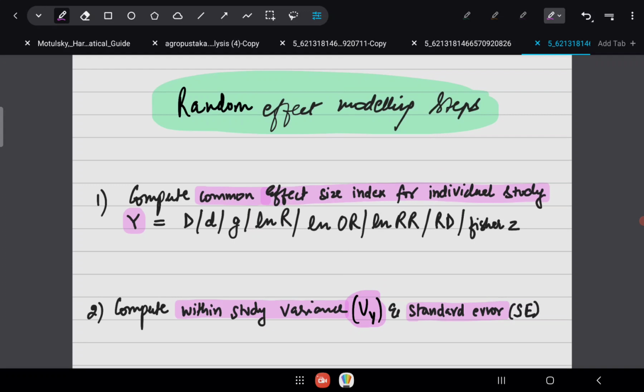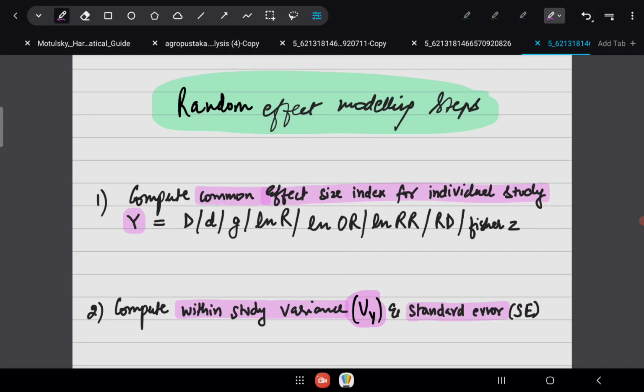So the only extra step really that you have to perform in random effect modeling is computing the between study variance also. You cannot just rely on within study variance, you also have to compute between study variance, then only you will distribute the effects, and then you can compute your summary effect. Rest of these steps are exactly the same as was in fixed effect modeling. So we'll go step by step.